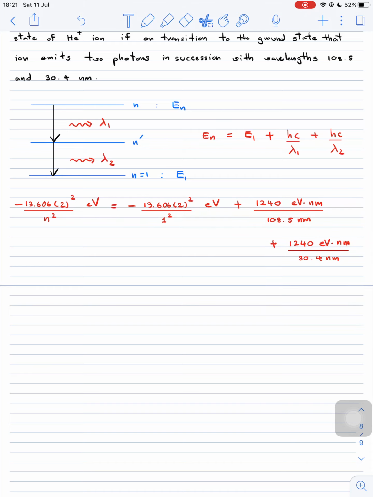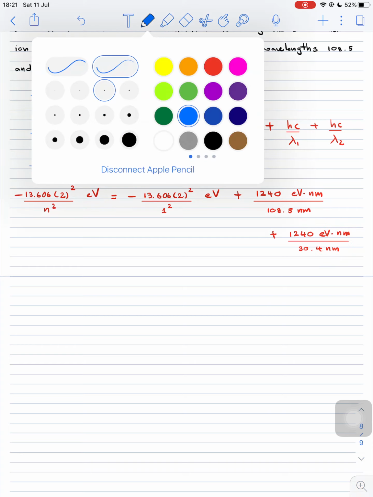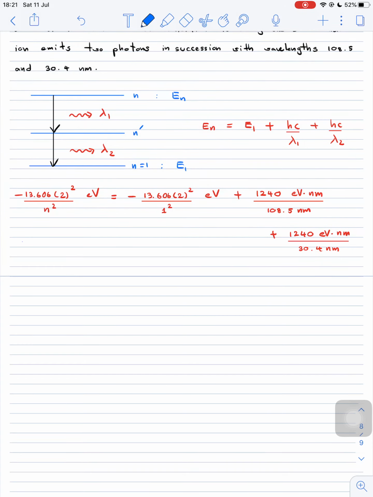Okay, like this. So now that's it. The unit of eV just cancels out, and the unit of nanometer just cancels out. So finally we can just solve for n. You will get that n equals 5, and that's it. So this is going to be the answer.